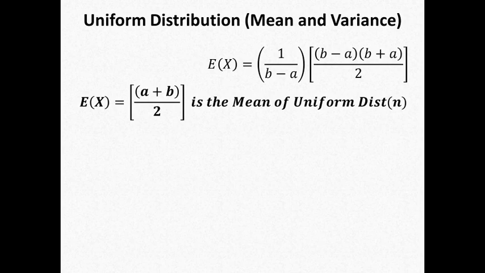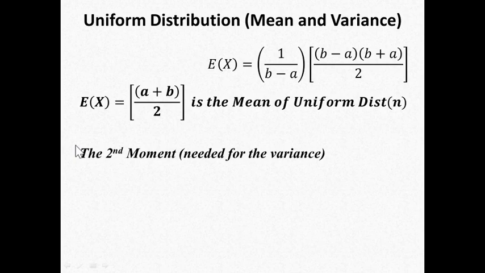So it is also termed as the mean of a uniform distribution. Just remember this, because this is important. What is the mean of a uniform distribution? The answer is simple. It is the lower domain value plus the upper domain value, divided by 2. Now proceed towards finding the variance.